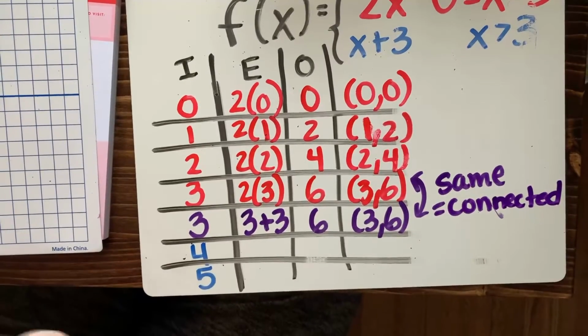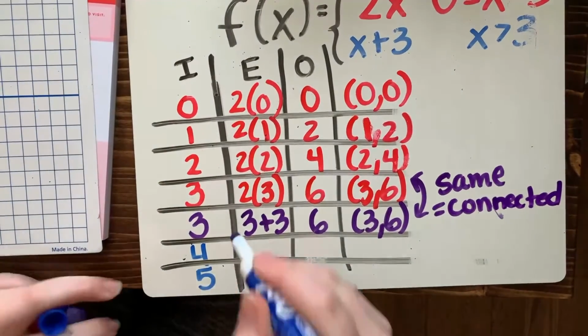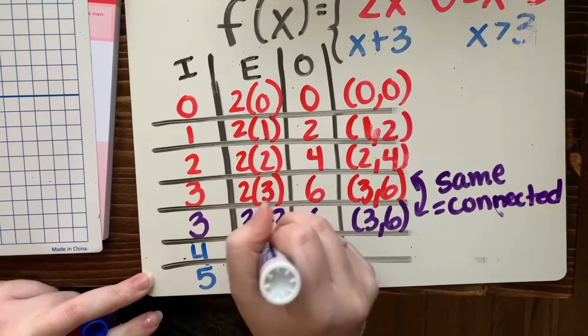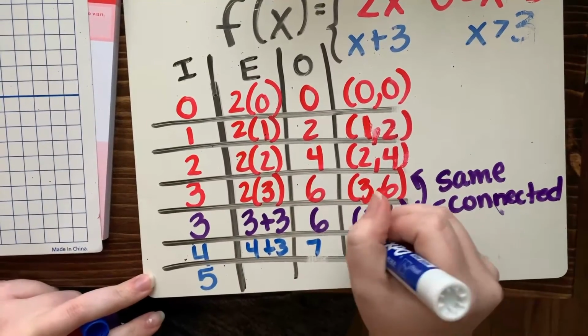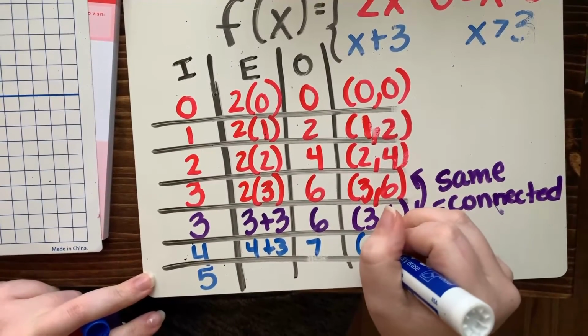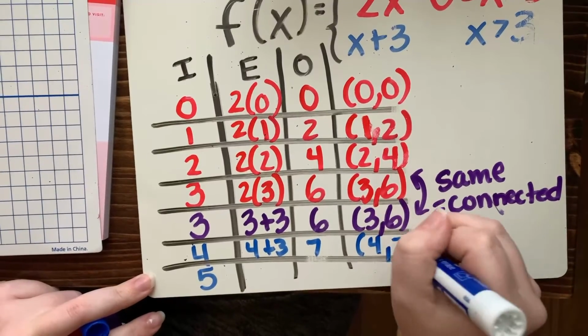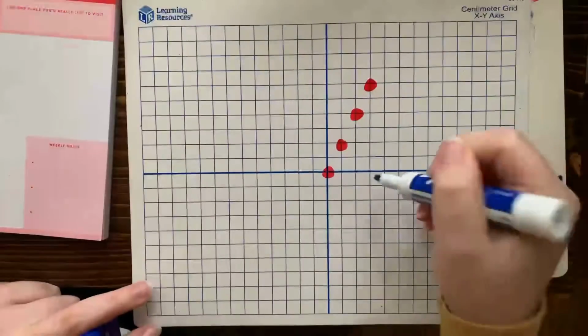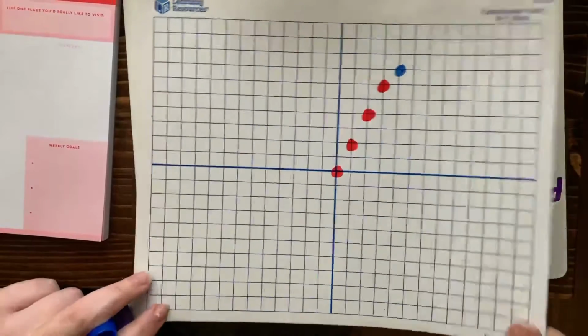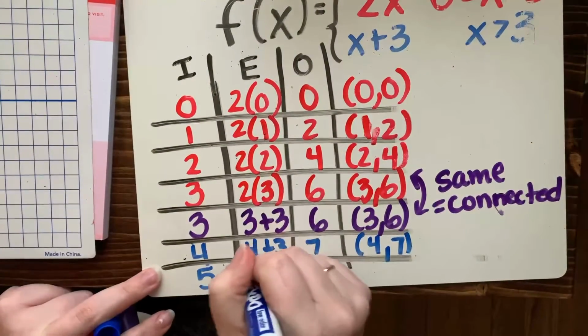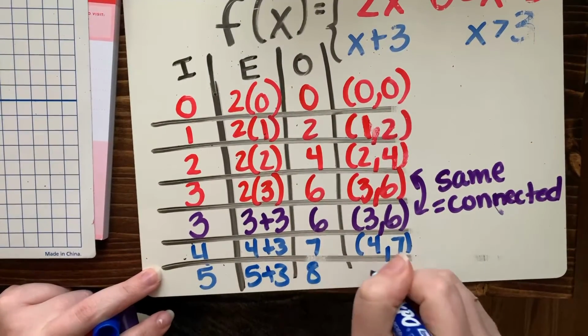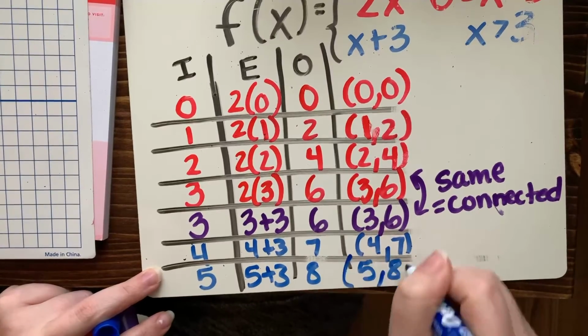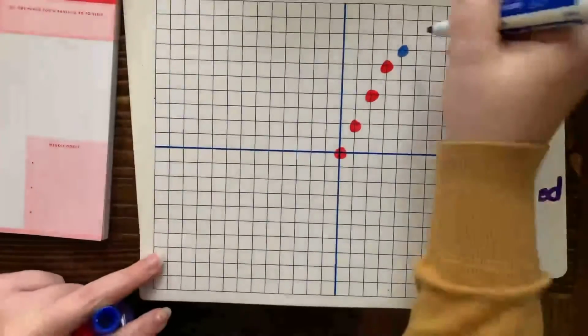So now I can do my blue. Input 4. 4 plus 3 is 7. So I end up with 4, 7. My next one is 5. 5 plus 3 is 8. I end up with 5, 8. I can put that on my graph.